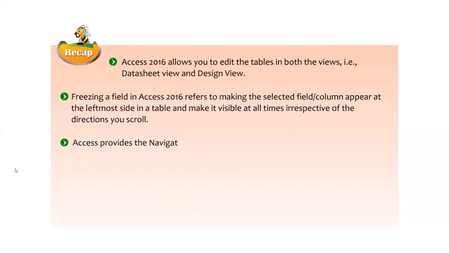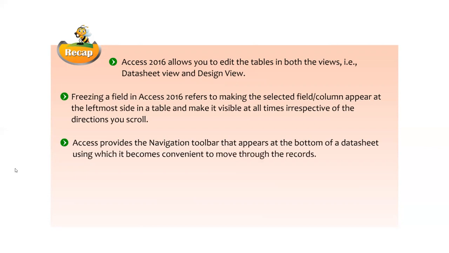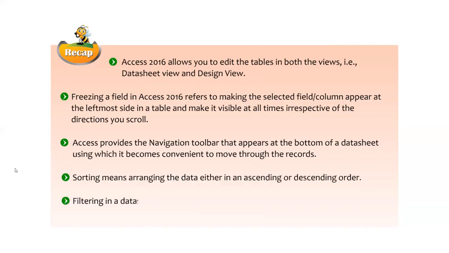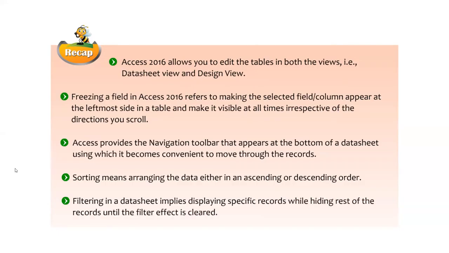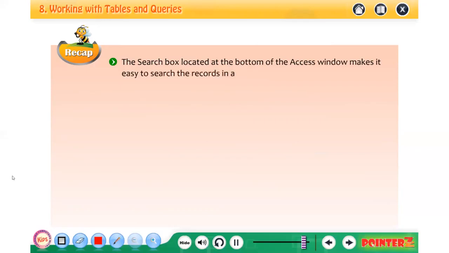Access provides the navigation toolbar that appears at the bottom of a datasheet, using which it becomes convenient to move the records. Sorting means arranging the data either in an ascending or descending order. Filtering in a datasheet implies displaying specific records while hiding rest of the records until the filter effect is cleared.